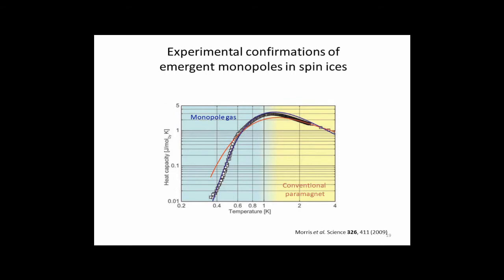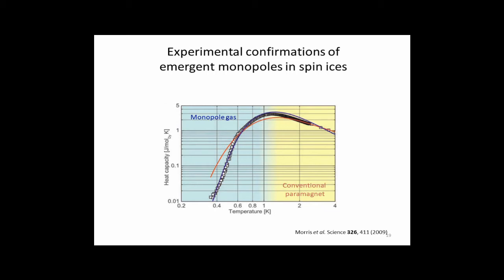So this is the experimental data, these squares. And this blue line is the curve that you would get if the idea of magnetic monopoles being, if you like, the fundamental dynamical modes of the system is correct.